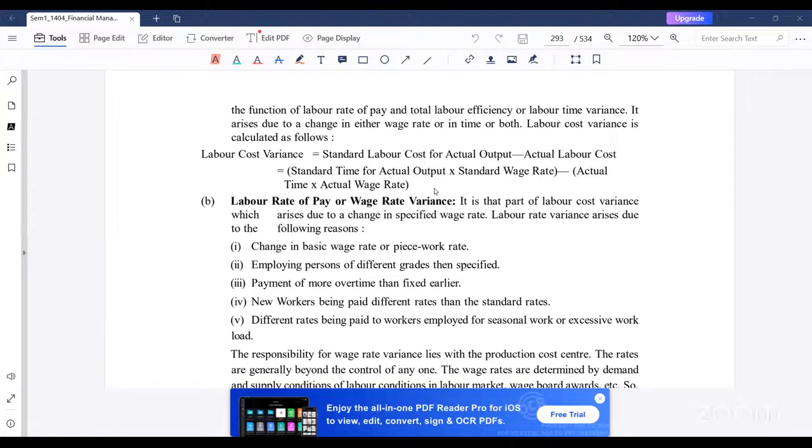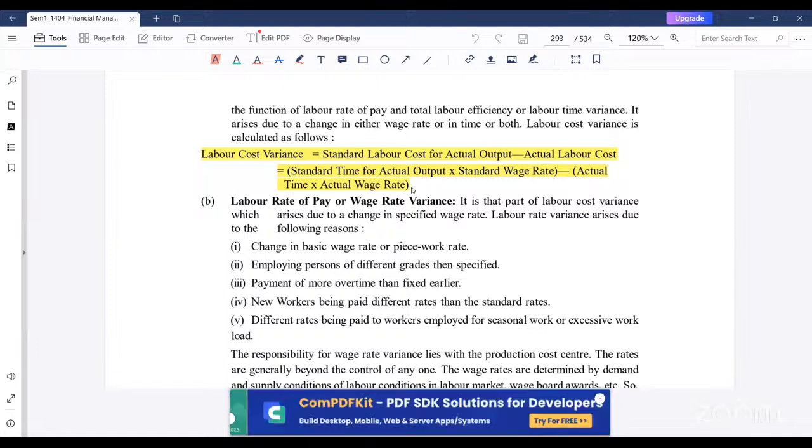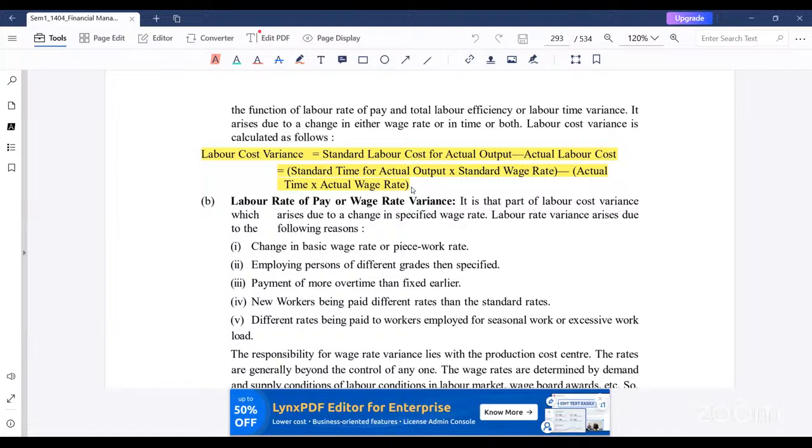So labor cost variance is calculated. This is the formula. You can just look at it. It means the standard wage we thought and the actual wage we are paying. The difference of these two is called labor cost variance. So time into wage. If you remember material cost variance, we took price into quantity. But here it is not price, we call it wage. And it's not quantity, it's time. What is the time they spent and what is the wages they are receiving? That is standard wages into standard time minus actual time into actual wages. That is labor cost variance.